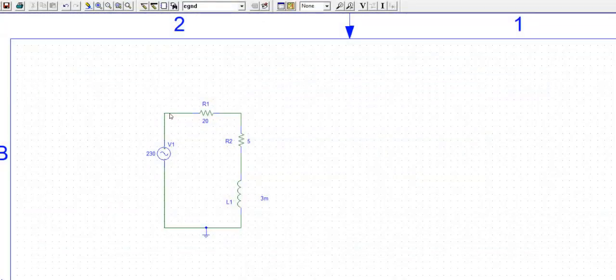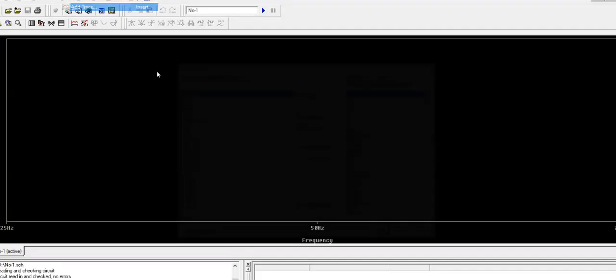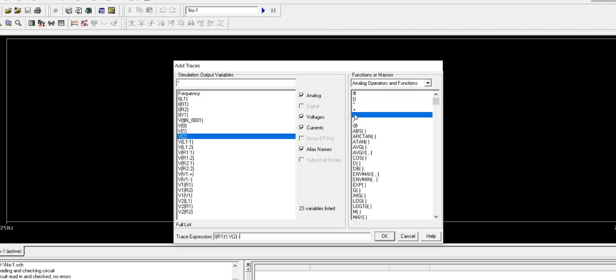Now let's number this node as 1 and this node as 2. Now if we take the voltage difference between these two nodes and the current through this, we will get the power because we know that P is equal to VI. So again simulate this. Now go to trace, add trace, current IR1 into voltage V2 minus V1. So this is our absorbed power.